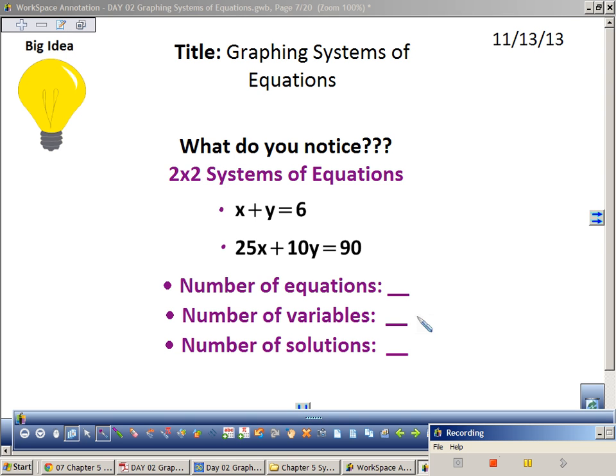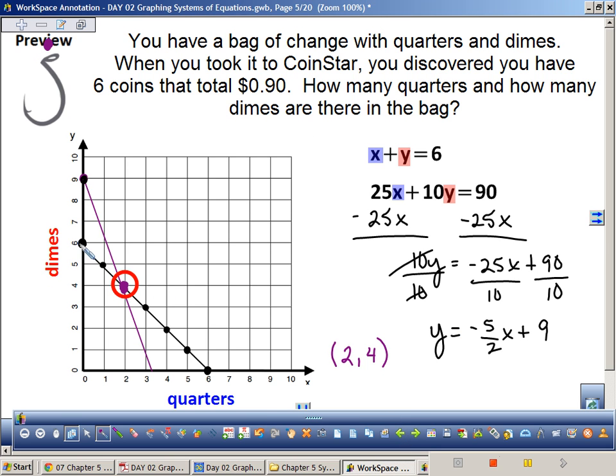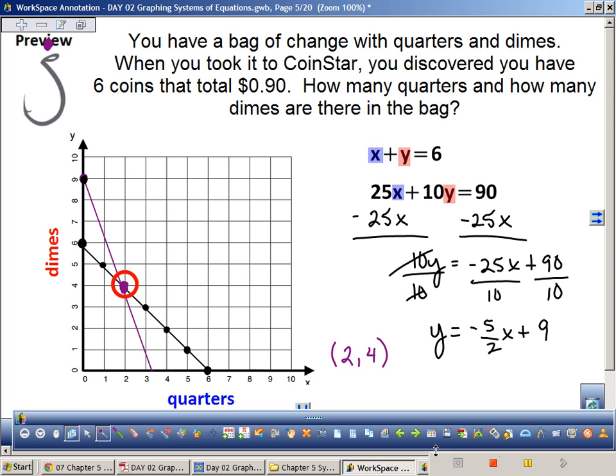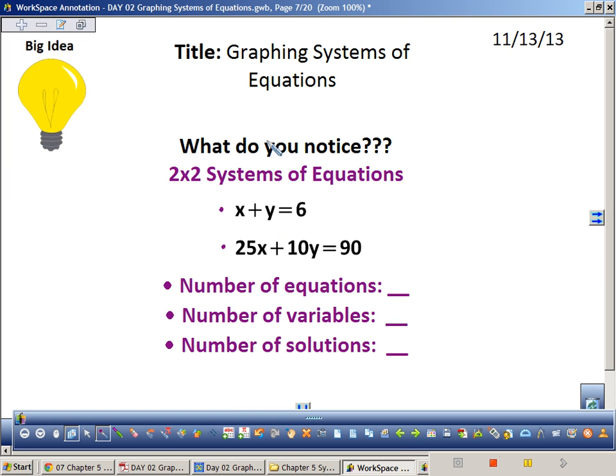We are graphing systems of equations today. Based on our little preview activity, I've got one line here and another line here. Whenever you have more than one line, we call that a system. Okay? So what do you notice about 2 by 2 systems of equations?